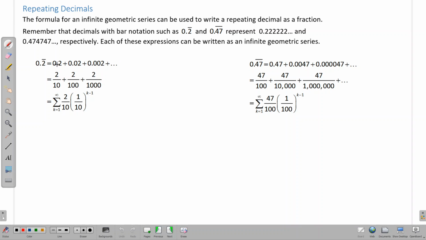Well, each of these are fractions. This is 2/10, 2/100, 2/1000, and so on. And it just keeps going. But this is exactly a geometric series. We know the first term is 2/10.